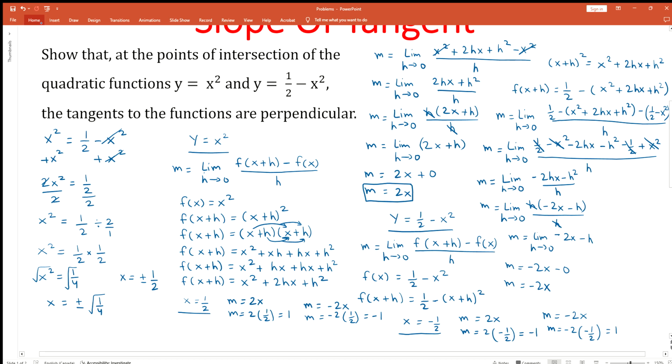So this proves that at the points of intersection of the given quadratic functions, the tangents to the functions are perpendicular. So these are the steps you have to keep in mind to solve a problem like this one.